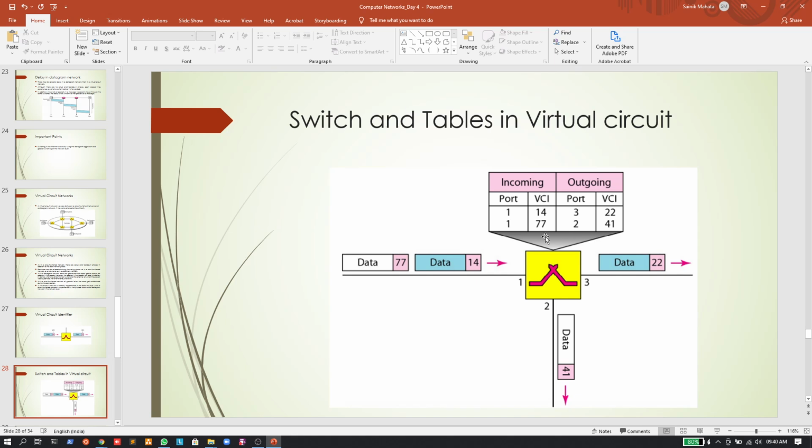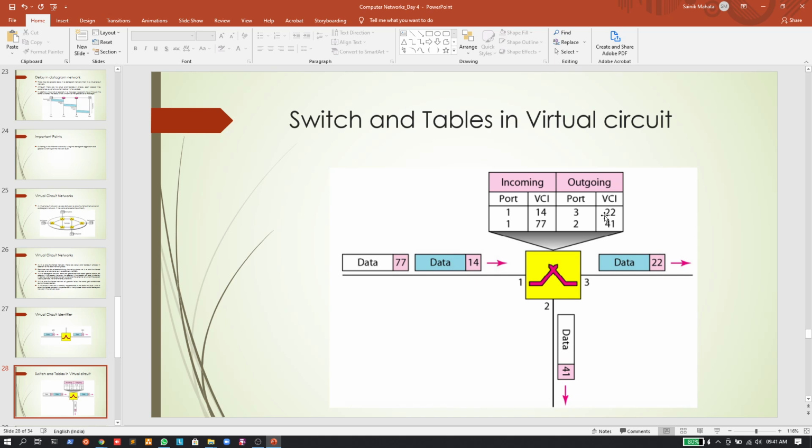But in this case, the routing table of this switch will have four fields. The first field is the incoming port number. The second field is the VCI, that is the virtual circuit identifier of this packet that is coming from port number 1. Again, on the outgoing side we will have the port number, which means the port through which the packet will be outgoing, and again the VCI number. What is the VCI number in this case? The VCI number is nothing but the address of the next switch.